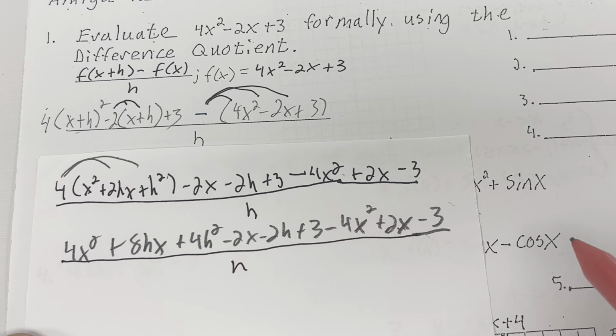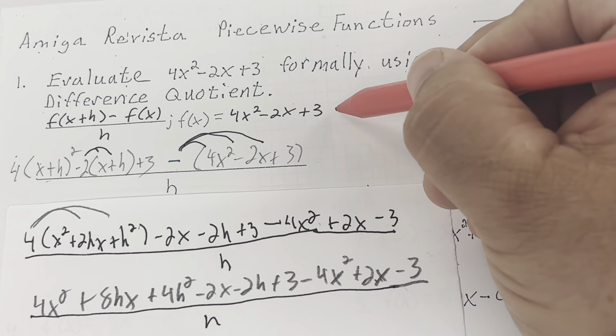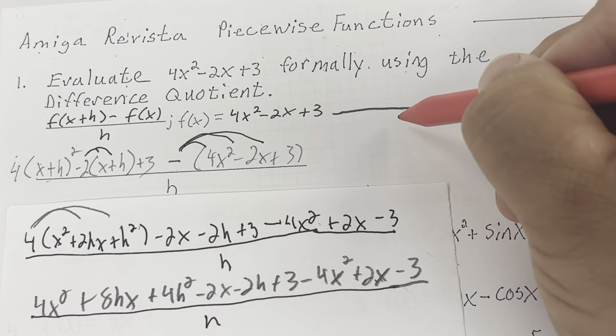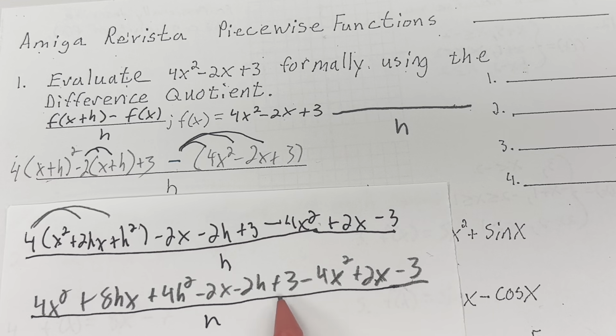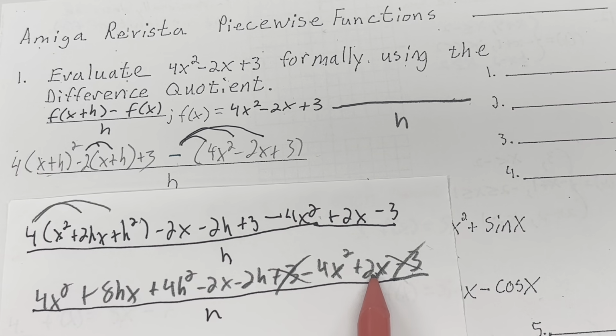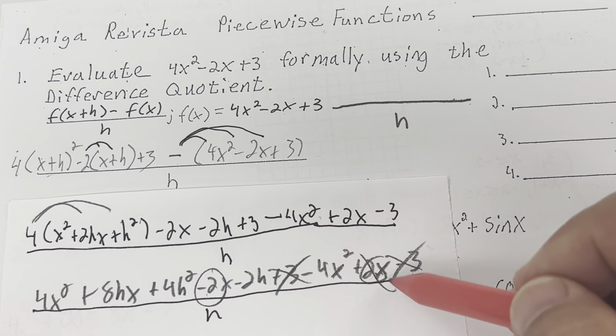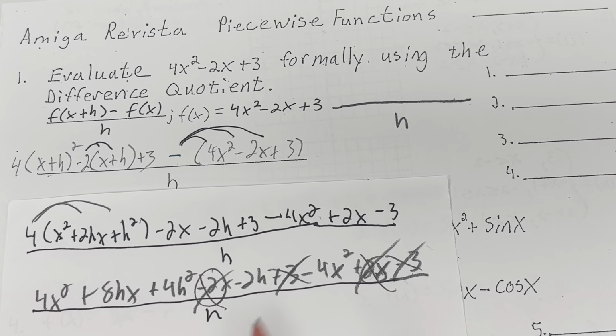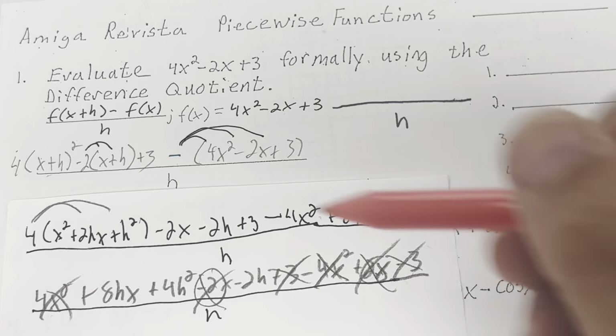I no longer need a big division bar. Notice the negative 3 and the positive 3 will simplify or cancel out. The 2x and the negative 2x will simplify or cancel out. The negative 4x squared and the positive 4x squared will simplify and cancel out.